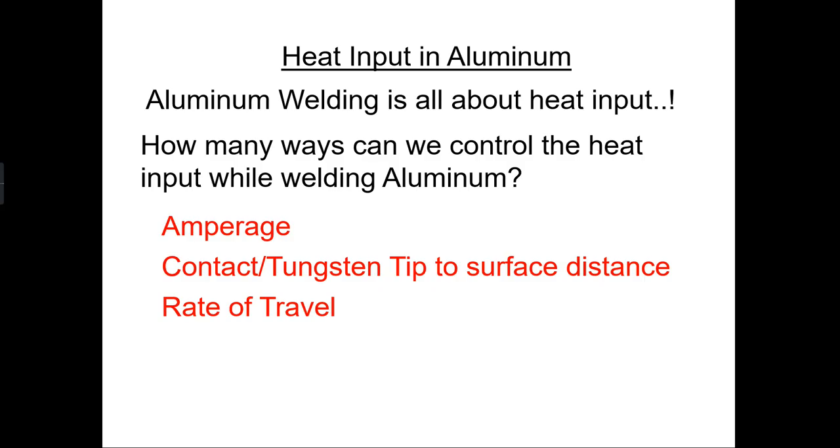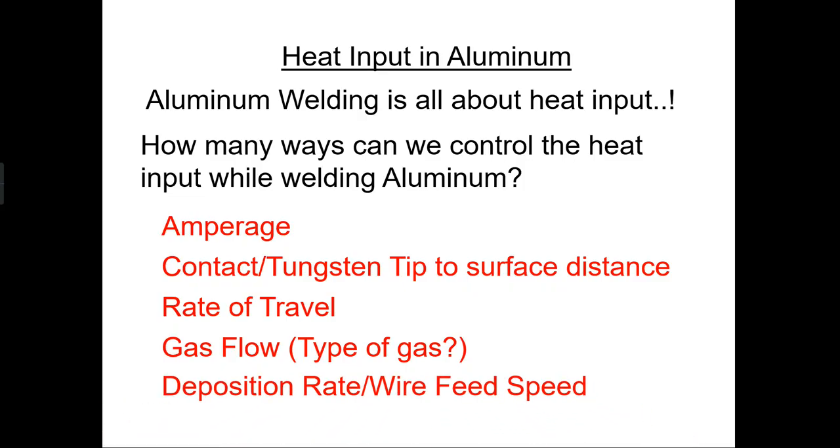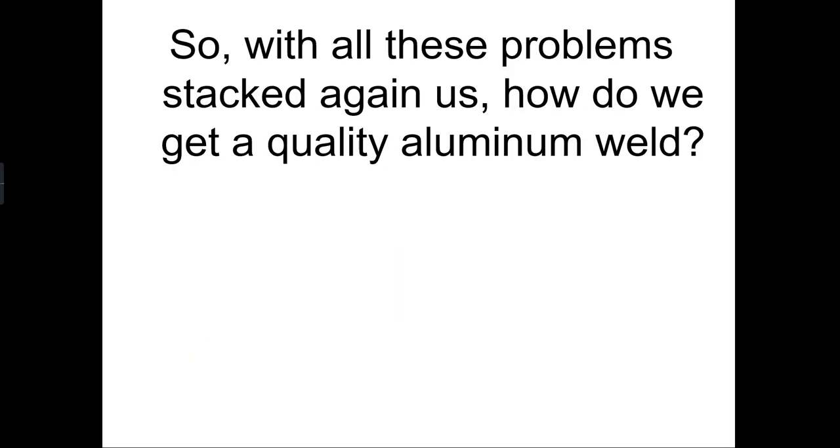This will be part of your training program, teaching you what these travel rates are. Of course, we have gas flow, and we're going to set that up. And we have wire deposition or wire feed speed if it's gas metal. With TIG welding, or gas tungsten arc welding, you have a torch in one hand and a piece of filler material in the other. It's a manual process where you dip the filler material into the puddle. So we have all these things stacked against us when it comes to welding aluminum.